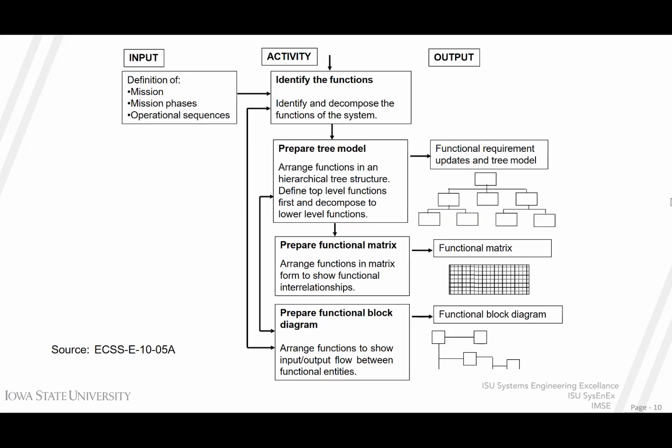Here is an example. Starting with the inputs in this case might be the mission phases and operational sequences. The activity then starts with identifying those functions. From there, there's a detailed double-click, which would be a tree model, functional matrix, and block diagram. The output would be the completed models from each of the activity levels.